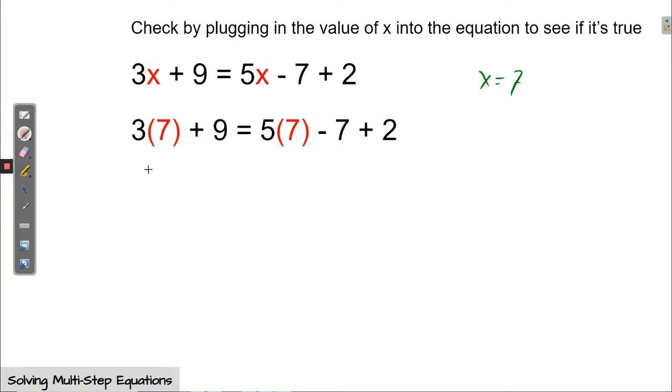So 3 times 7 will be 21. And then I'm just going to bring down the rest of the equation here. And 5 times 7 is 35 minus 7 plus 2. And then let's go ahead and combine. 21 plus 9 is 30. 35 minus 7 plus 2, that will be 30 as well. So here we have 30 is equal to 30, so that is true. I do have the correct solution that x is equal to 7.